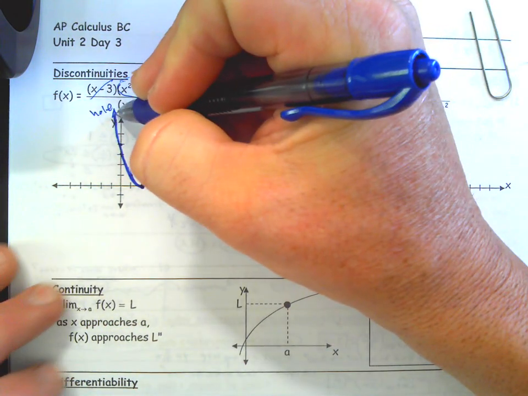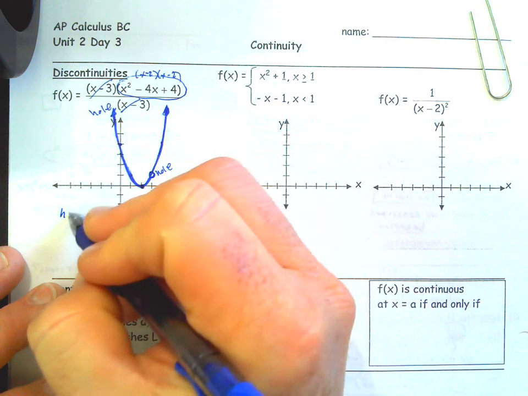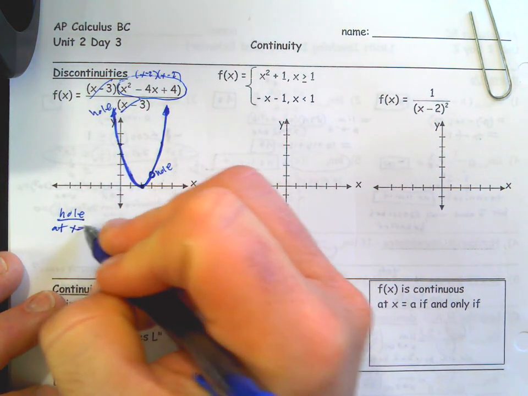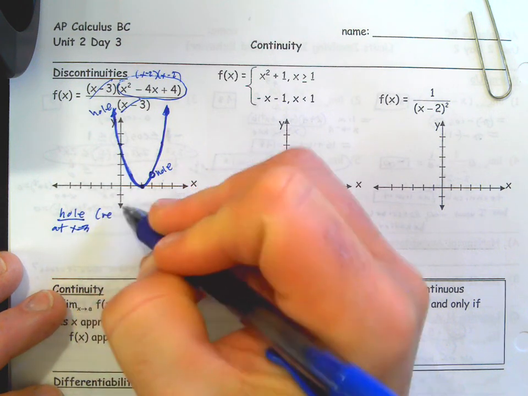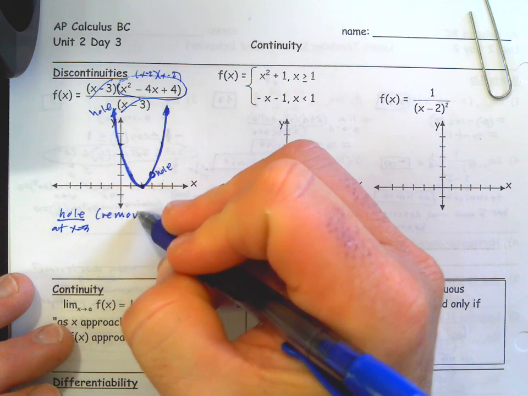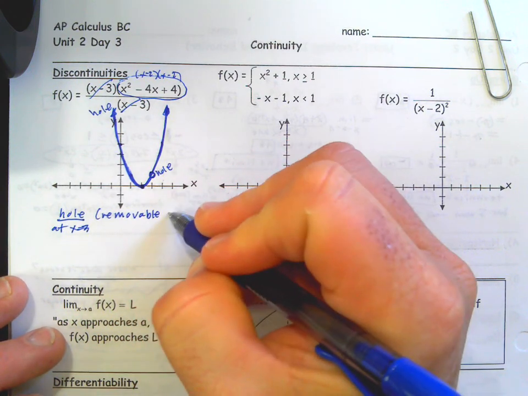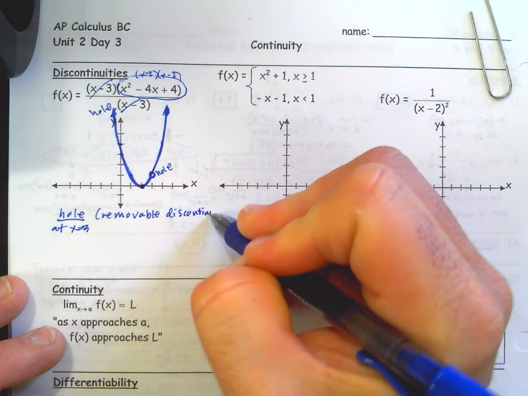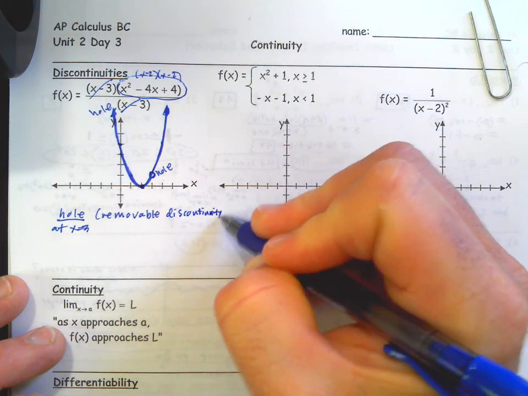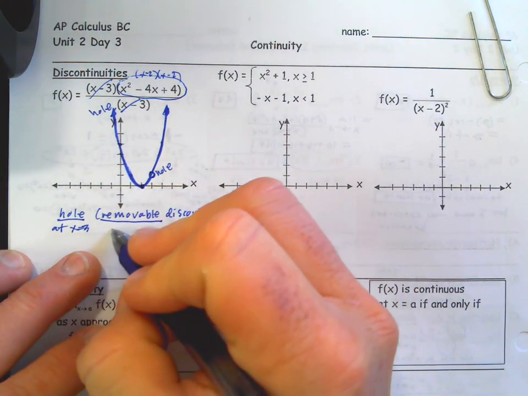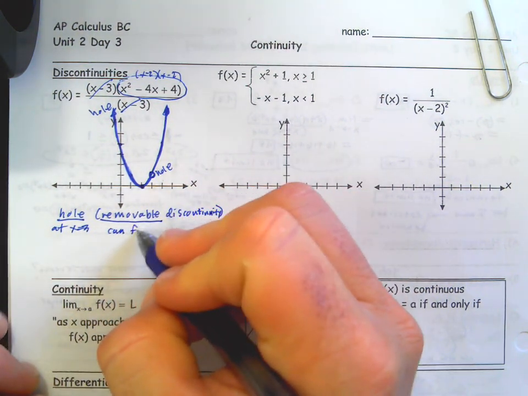So this is a hole at x equals 3. We call this a point discontinuity. And we also call it a removable discontinuity. The reason it's removable, and on your homework today, you're going to have some questions that ask you if it is or isn't and how to fix it. It's removable because we can fix it. We can plug the hole.